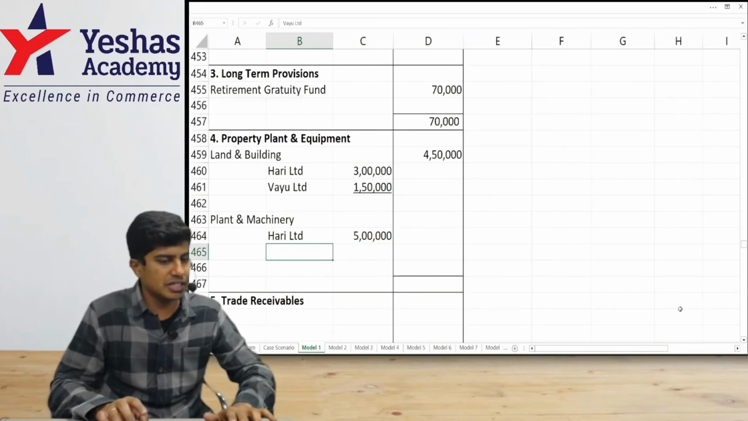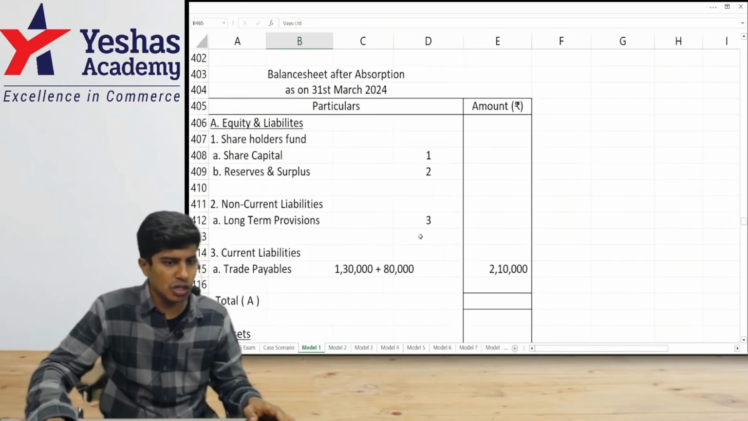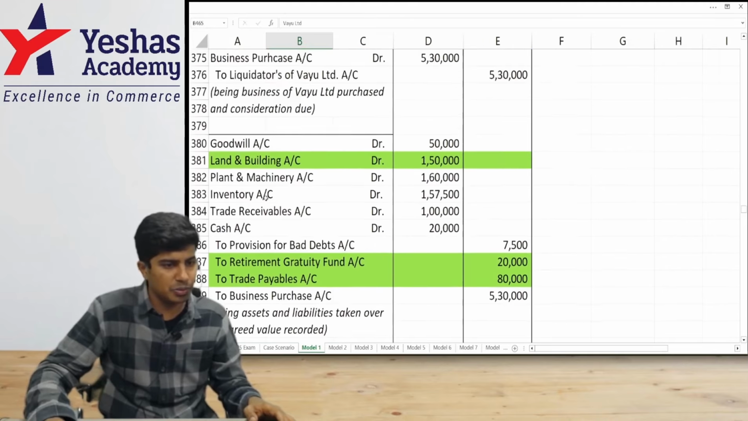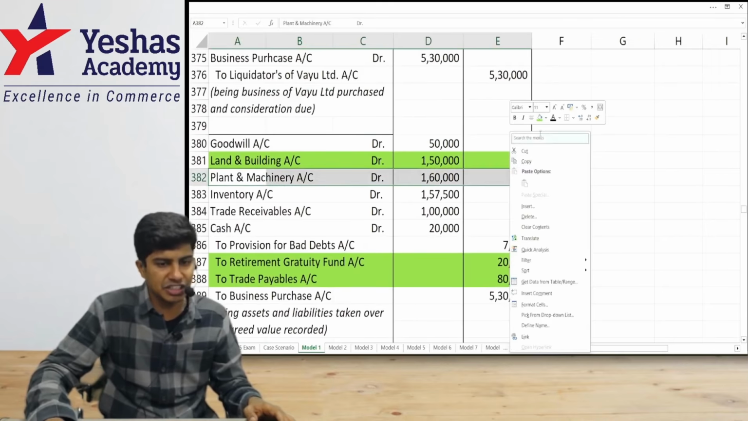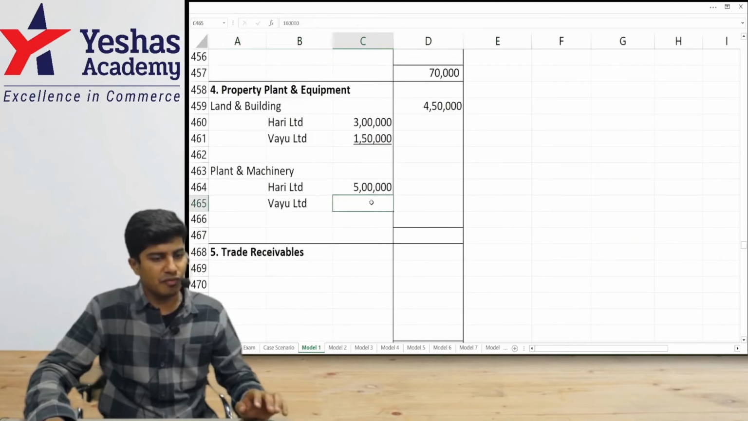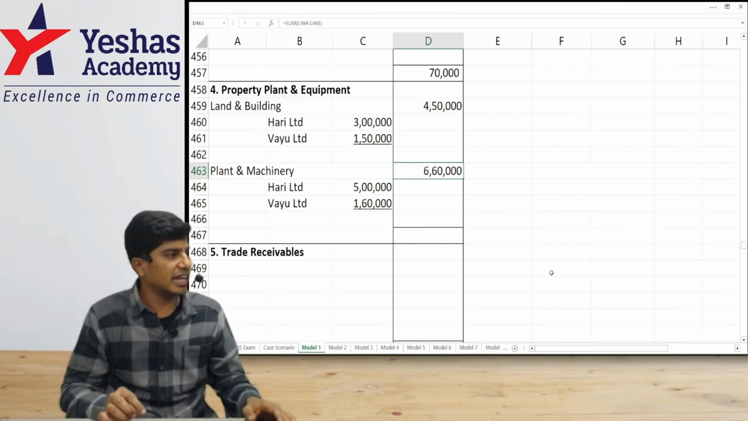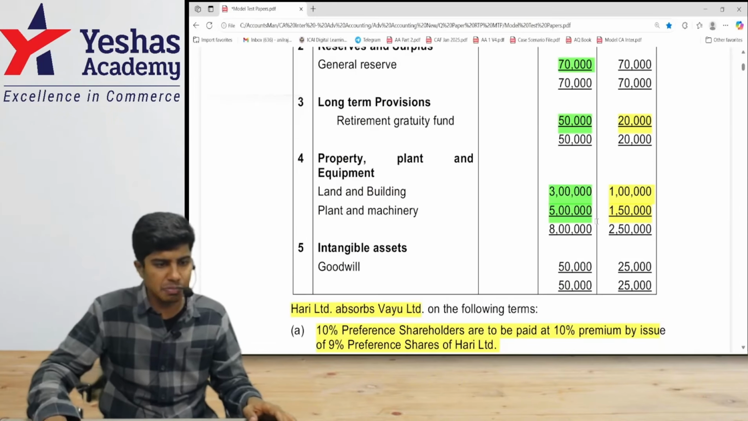5 lakh. How much is that of Y? Can I take 1,50,000? No. There is a change in the value. How much is the change to value? 1 lakh. 1,60,000. Right? Yeah. 5 lakh and 1,60,000 together 6 lakh. Any other asset, PP? No.